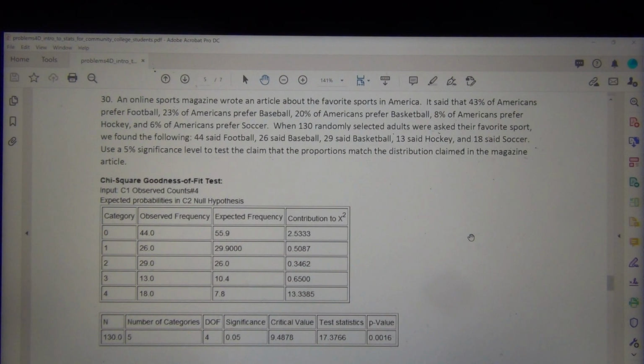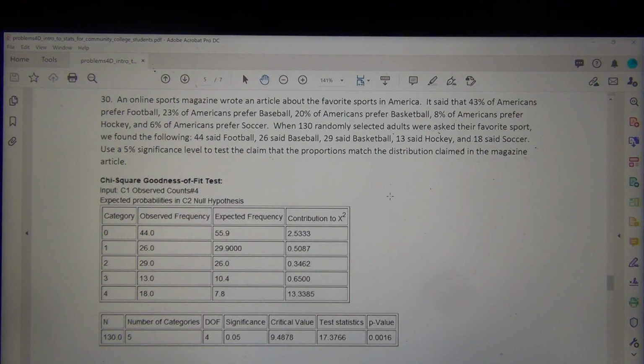An online sports magazine wrote an article about the favorite sports in America. It said that 43% of Americans prefer football, 23% prefer baseball, 20% prefer basketball, 8% prefer hockey, and 6% prefer soccer. Then we have some random sample data, where they asked what their favorite sport was, and we got these observed sample counts. Use a 5% significance level to test the claim that the proportions match the distribution claimed in the magazine article. So we're testing that this sample data matches what they said in the article, these percentages here.